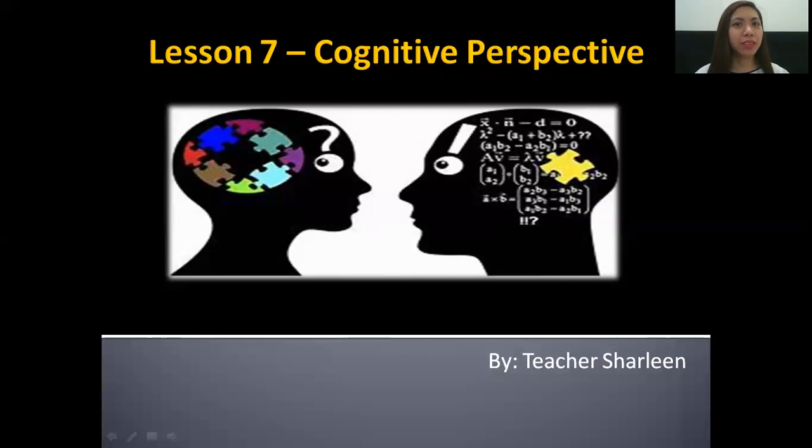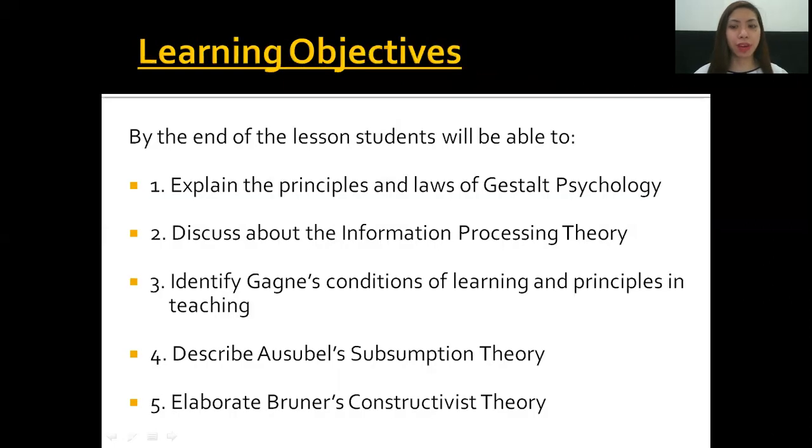We are now on Lesson 7, and we will be learning about cognitive perspective. For this lesson, we have 5 learning objectives. First is to explain the principles and laws of gestalt psychology. Second is to discuss the information processing theory. Third is to identify Gagne's conditions of learning and principles in teaching. Fourth is to describe Ausubel's subsumption theory. And fifth is to elaborate Bruner's constructivist theory.